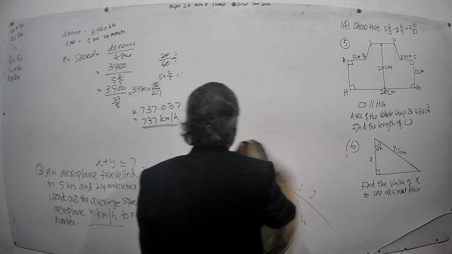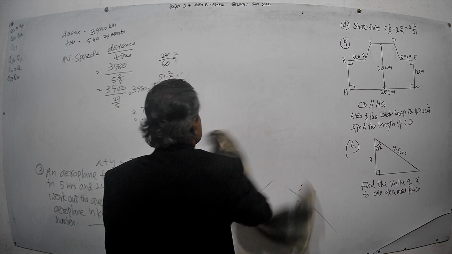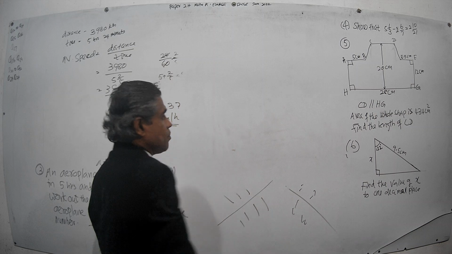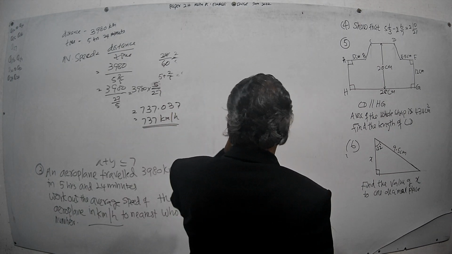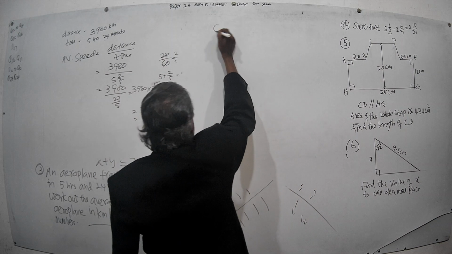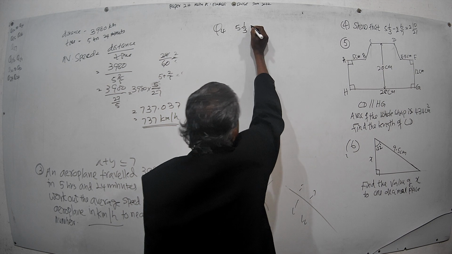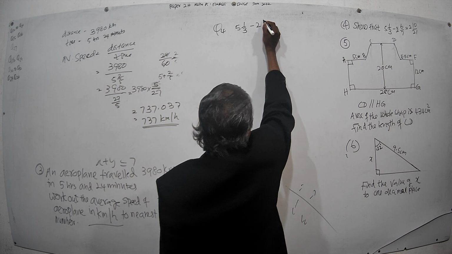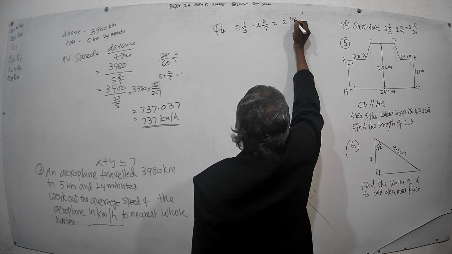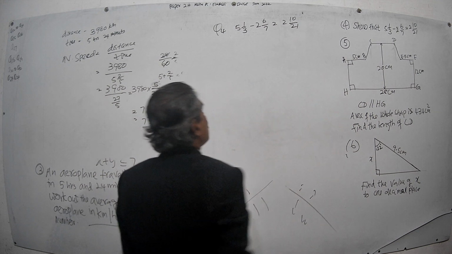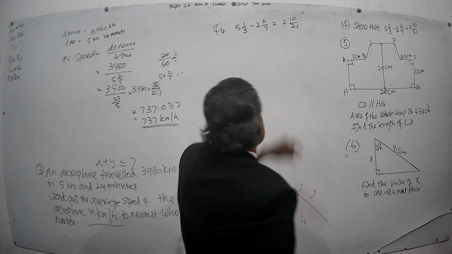Question 4 asks you to show something here. They say, question 4, show that 5 1/3 minus 2 6/7 equals 10/21. We have to show that this is equal to this. Then we will simplify this and show that the answer is equal to that one. That's all we have to do.